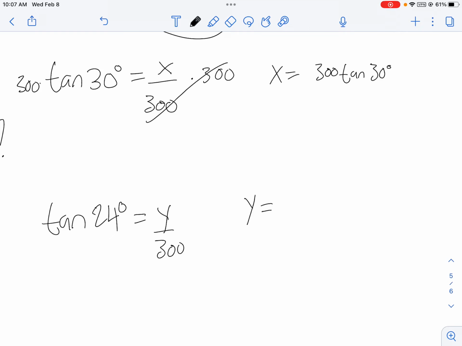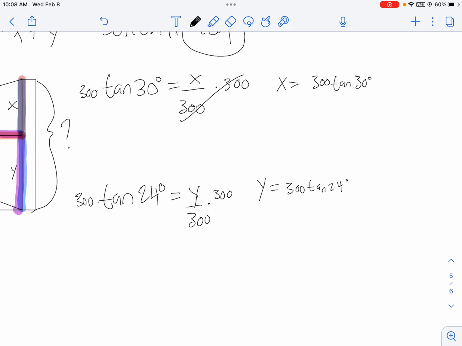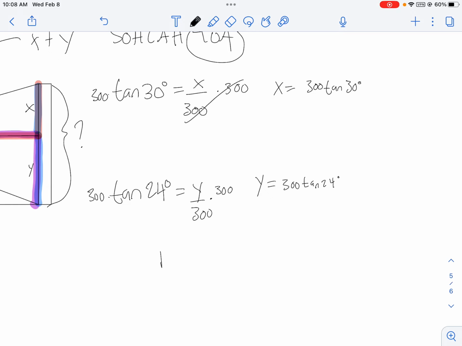Y, we're told, is going to be... Oh, sorry. Let me solve this first. Same thing. Multiply 300 to both sides. Not 3,000, 300. And then we get y equals 300 tangent of 24 degrees. Meaning that the height of the tower is going to be our 300 tangent of 30 degrees plus our 300 tangent of 24 degrees.